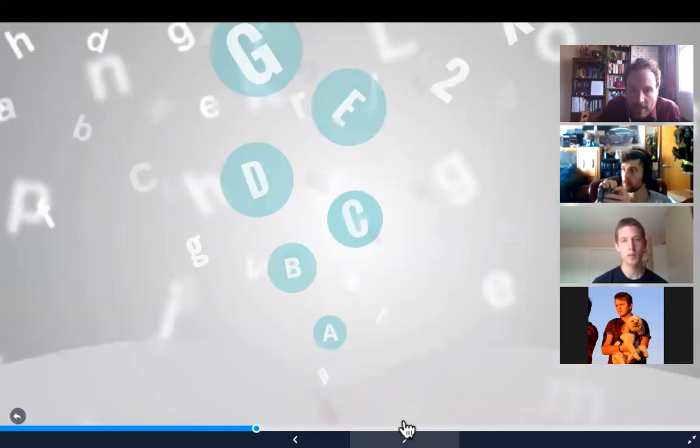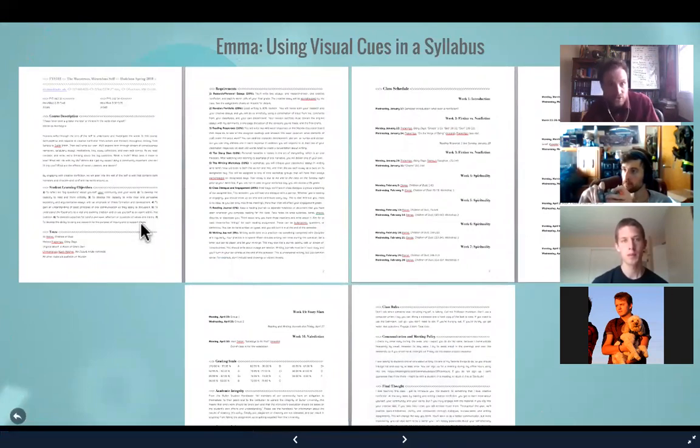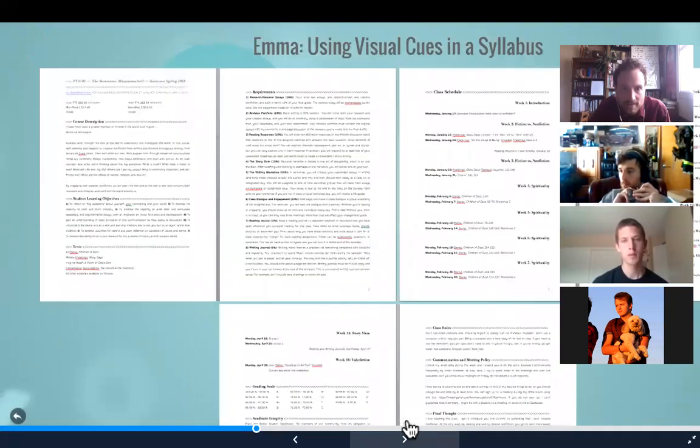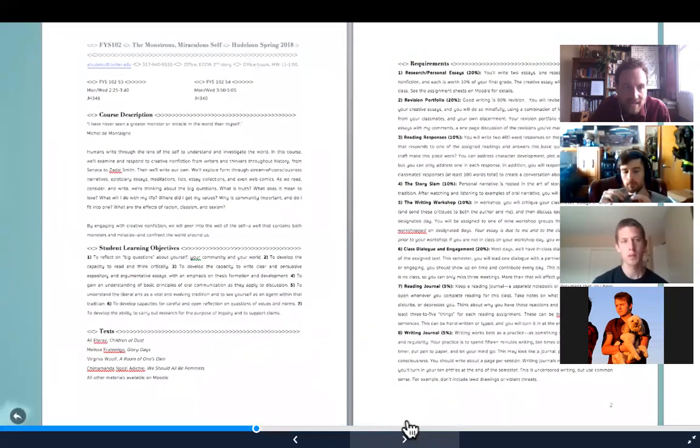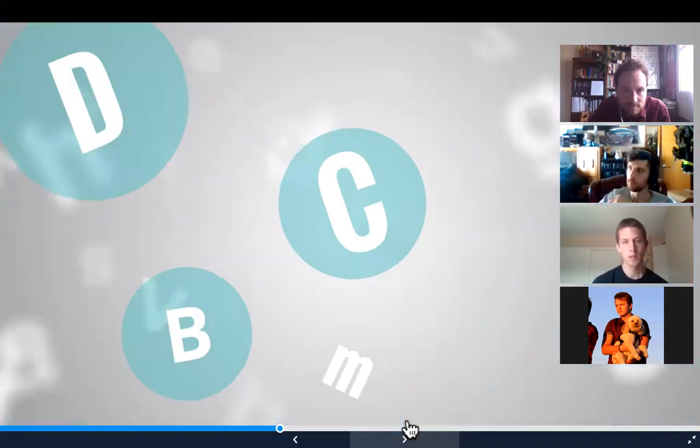So in the way that I organize, and I love this slide because it's showing, can you all see the visual layout of these pages without actually reading any of the text? Yeah, and it's going to be more or less inviting based on these various visual cues.